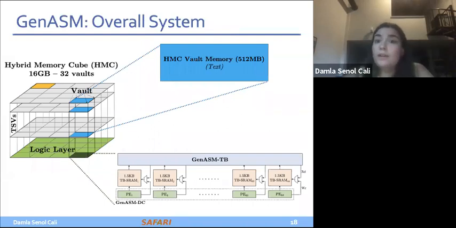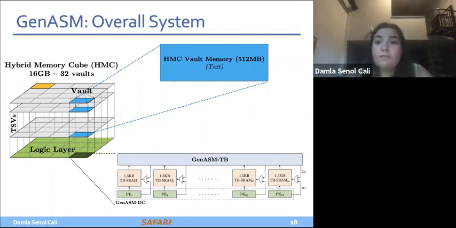So we design our system around 16 gigabytes of 3D-stacked Hybrid Memory Cube, HMC memory, with 32 vaults. And within each vault, the logic layer contains a GenASM DC accelerator, its associated DC SRAM, a GenASM TB accelerator, and a TB SRAM. So by doing this, we are achieving vault-level parallelism because each accelerator at each vault can work independently.